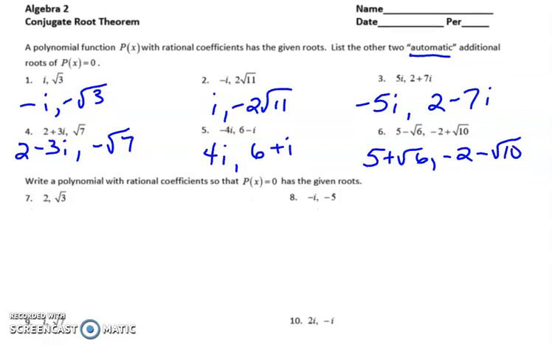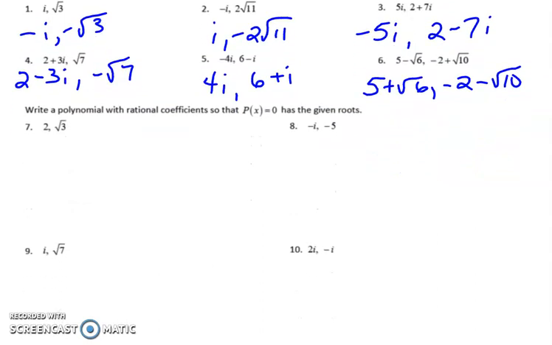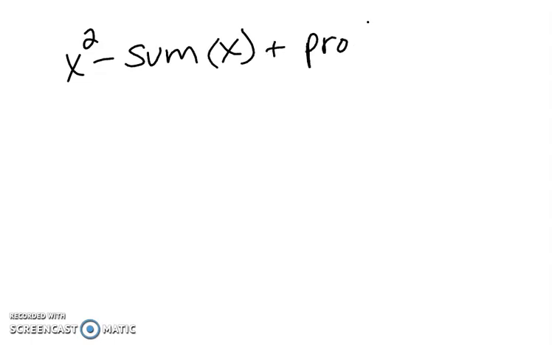So as we get into writing a polynomial with imaginary or irrational roots, one thing to think about is, let me just write this down, x squared minus the sum x plus the product. Okay? And you'll see where that comes into play in a moment.